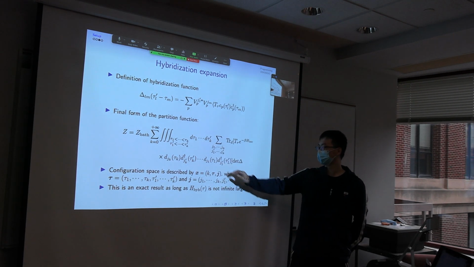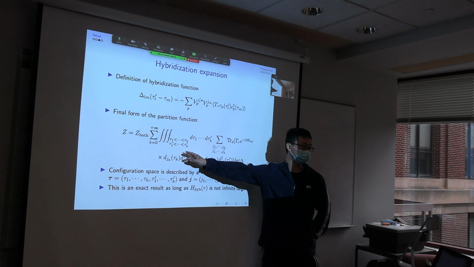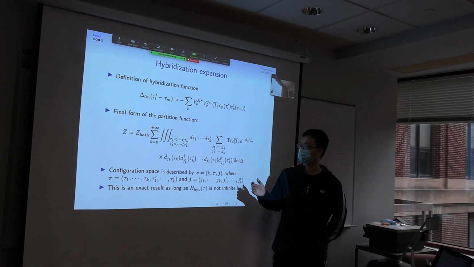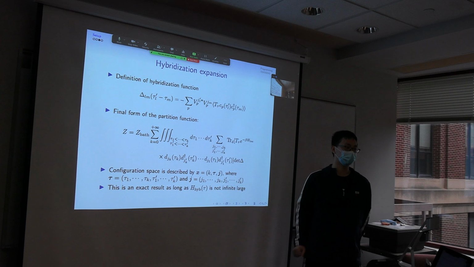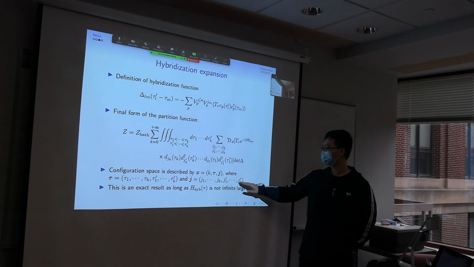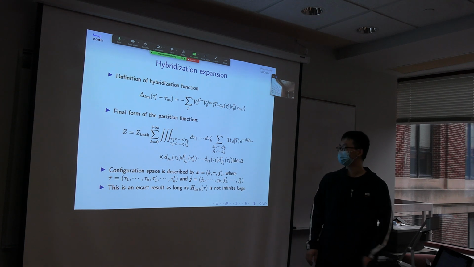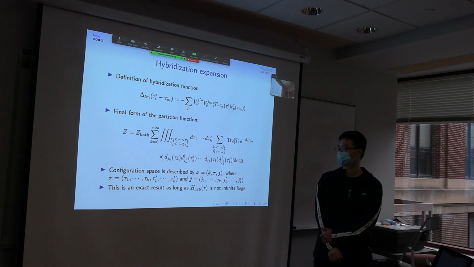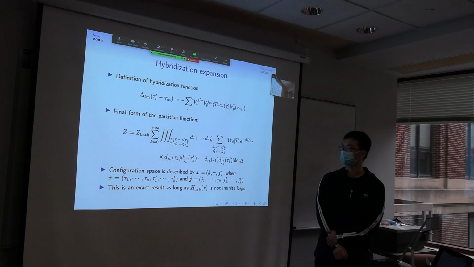And by the way, the D's and D daggers are time ordered separately, but there's no specified time ordering relation between D and D daggers. And J is the corresponding flavor for each operator. This is an exact result as long as this perturbation is not infinitely large. So if we perform the CT-QMC, we will get a numerically exact result.